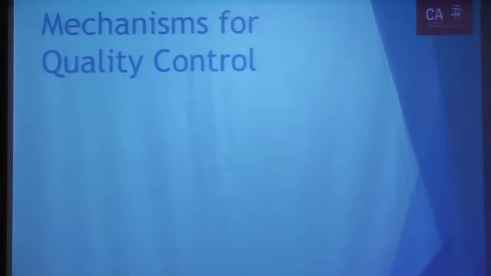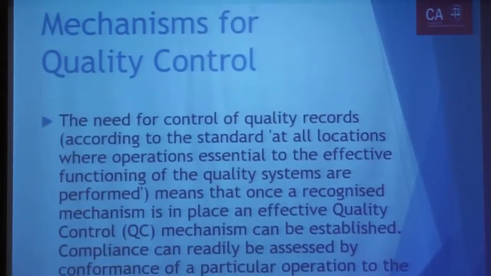Next one, mechanism for quality control. The need for control of quality records according to the standard at all locations where operations essential to effective functioning of the quality systems are performed means that once a recognized mechanism is in place, an effective quality control mechanism can be established. Compliance can readily be assessed by conformance of a particular operation to the agreed standard.